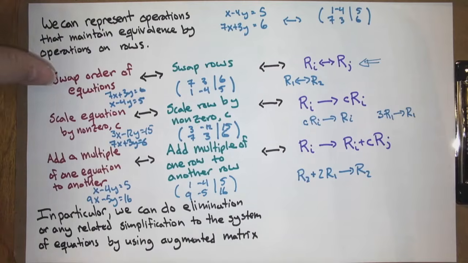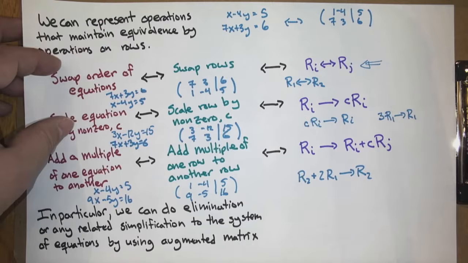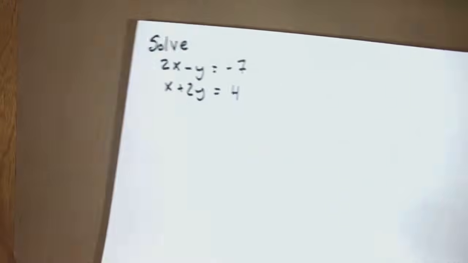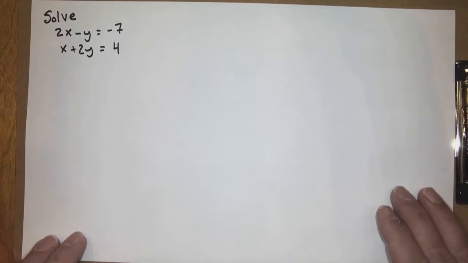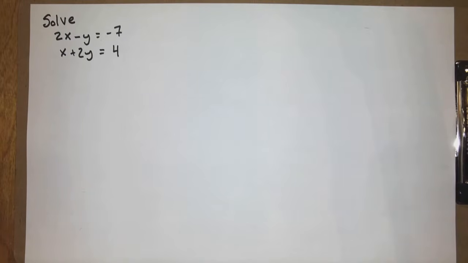So, any questions on the basics? Let's look at a problem. We have the system 2x minus y equals 7, x plus 2y equals 4. I don't know if there's going to be nice numbers in the end. I haven't tried this yet, but we're going to solve it.